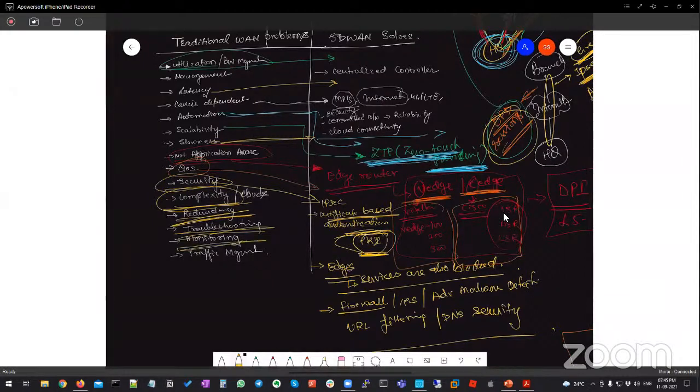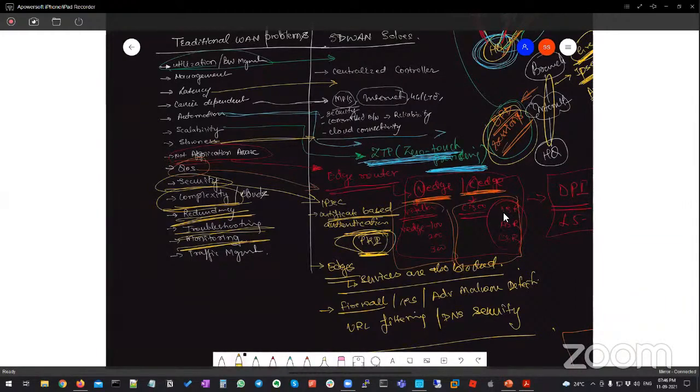Related to monitoring, again, from the same device you can do the monitoring. From a single type of device, the same controller, you can do the monitoring. So from a single pane of glass, you can do the complete monitoring. So again, these are some of the advantages which SD-WAN provides.